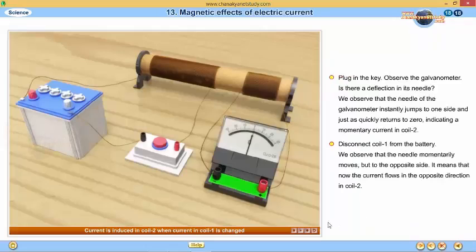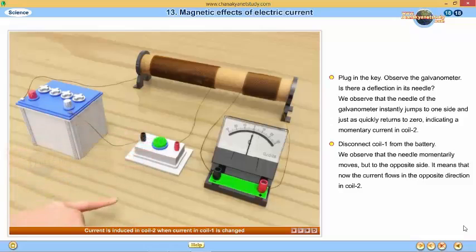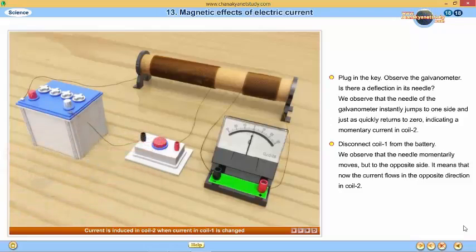Plug in the key, observe the galvanometer. Is there a deflection in its needle? We observe that the needle of the galvanometer instantly jumps to one side and just as quickly returns to zero, indicating a momentary current in coil 2. Disconnect coil 1 from the battery. We observe that the needle momentarily moves but to the opposite side. It means that now the current flows in the opposite direction in coil 2.